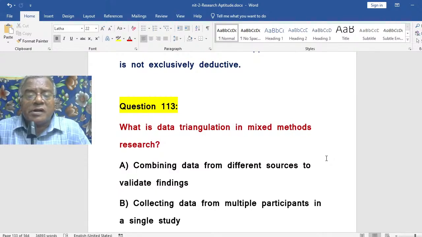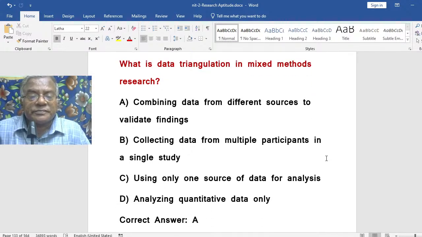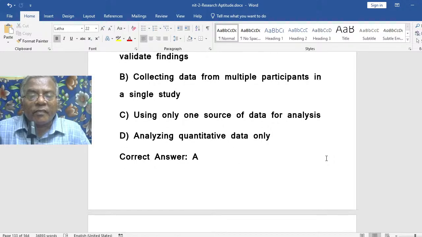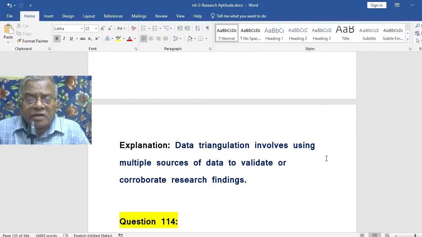Next question, what is data triangulation in mixed methods research? That is, data triangulation involves using multiple sources of data to validate or corroborate research findings, or to give more validity and trustworthiness to research findings. To corroborate means reliable research findings.